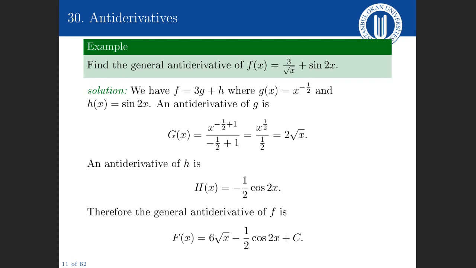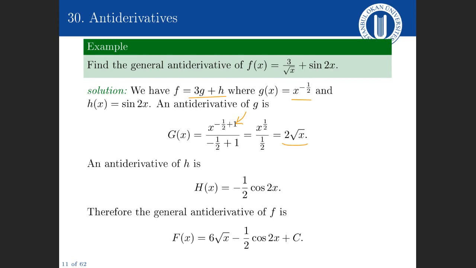For the next example, I want to find the general antiderivative of 3 over root x plus sine 2x. Now note here, we can break our function up into easier functions. Our function f looks like 3g plus h, where g of x is equal to 1 divided by the square root of x, and h of x is sine 2x. We know an antiderivative of g using the formula from before. Antiderivative of x to the power minus a half, we increase the power by 1, so it's minus a half plus 1, and then we divide by this new number, minus a half plus 1. That's x to the power of a half divided by a half, or 2 root x.